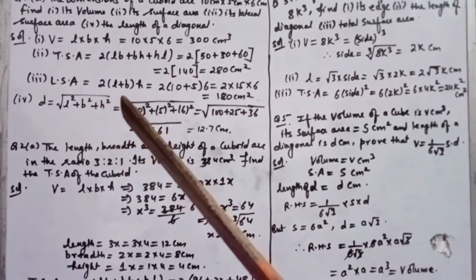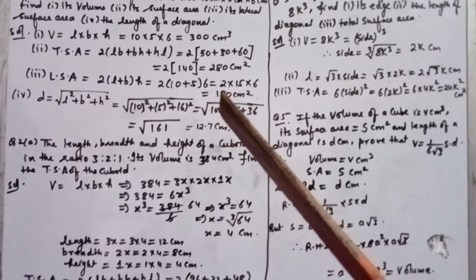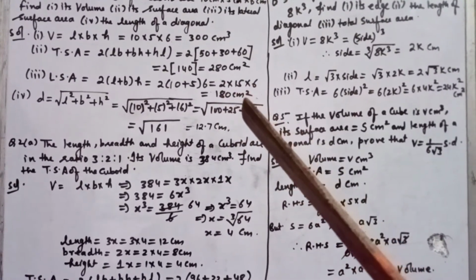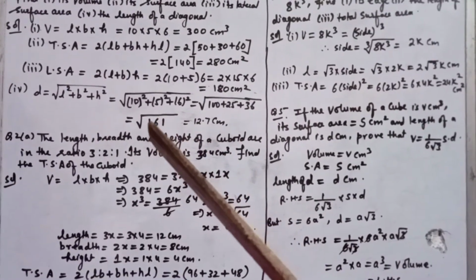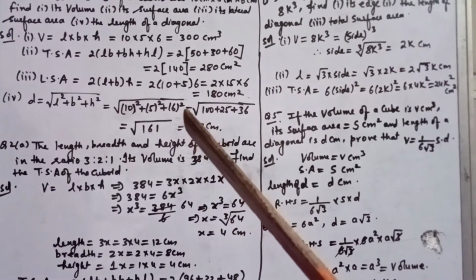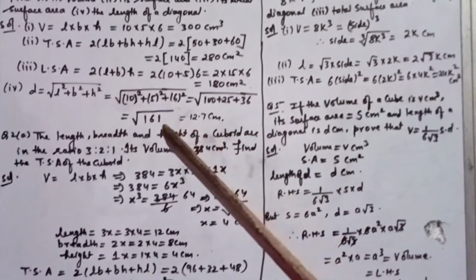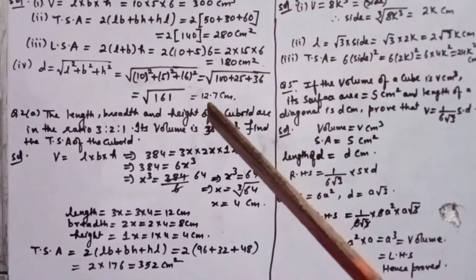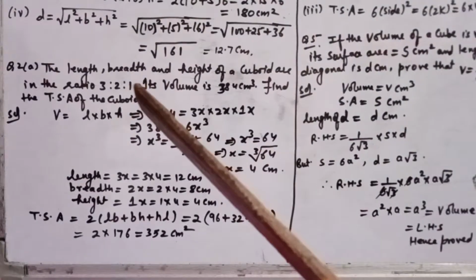Third, lateral surface area, formula is 2 bracket L plus B into H. 2 into 10 plus 5 into 6 is 2 into 15 into 6, which is 180 centimeter square. Fourth, diagonal is equal to under root L square plus B square plus H square, which is 10 square plus 5 square plus 6 square. 10 square is 100, 5 square is 25 and 6 square is 36, which is root 161, equal to 12.7 centimeter. Clear student?